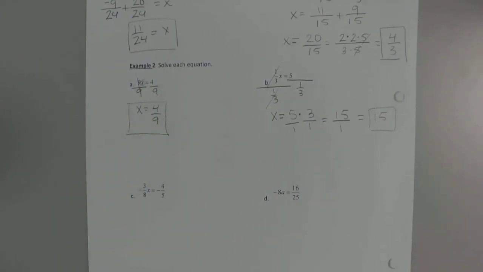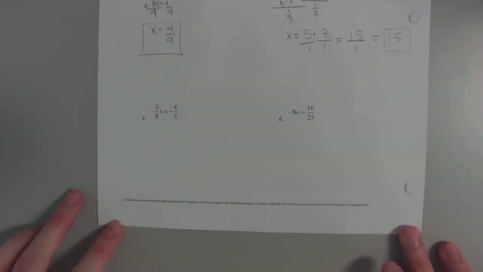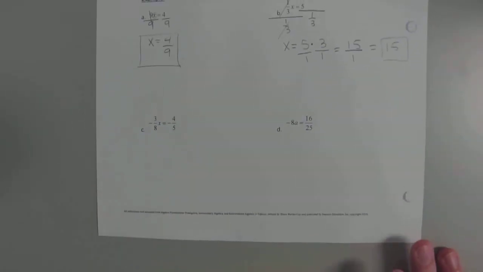15. What I failed to tell you as a teacher is we're solving for the unknown. We want to know what number, when you take 1/3 of it, do you get 5? 15. What's 1/3 of 15? 5. And so that's what we're doing. We're solving for those unknowns.